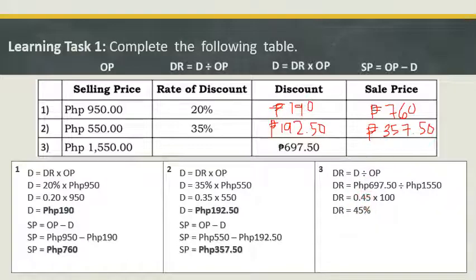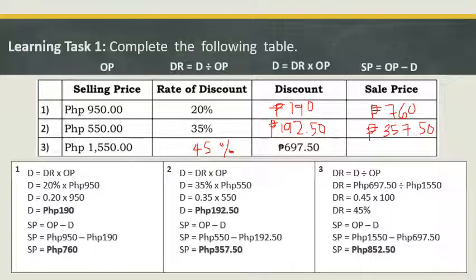Then, sulat pala muna natin. So, ito ay 45%. Then, para makuha ang sale price, minus lang natin tong original price sa discount. So, makuha natin is 852 pesos and 50 centavos.